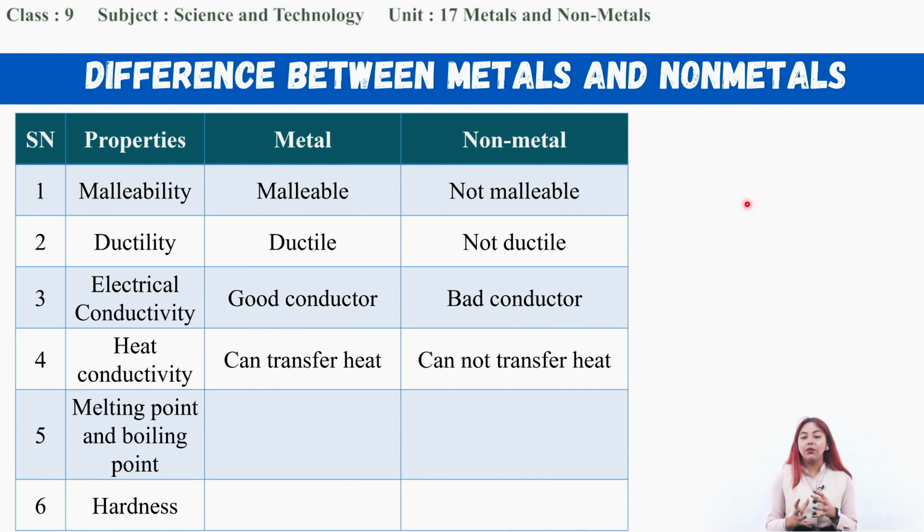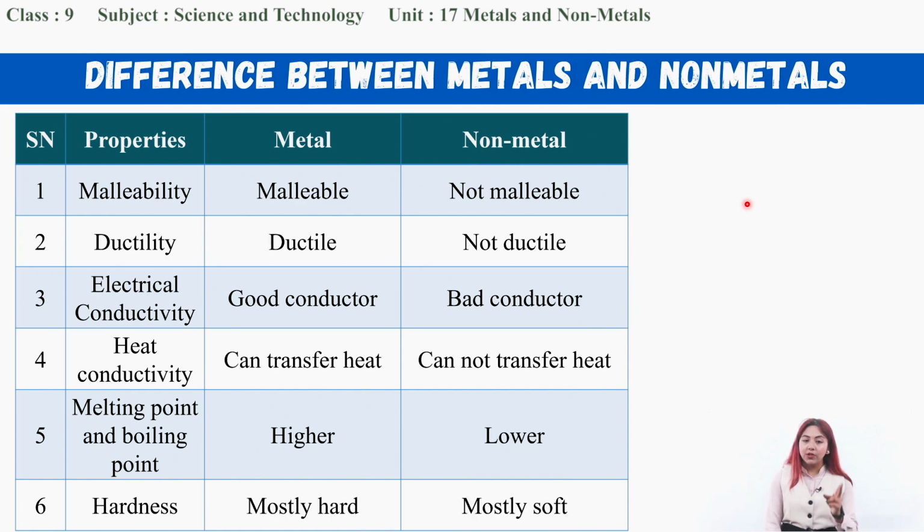Now, which has a higher melting point, metals or non-metals? Yes, metals have higher melting and boiling points, whereas non-metals usually have lower melting and boiling points. Now, which is hard, metals or non-metals? Don't focus on the exceptions, because diamond is the hardest substance known, which is a non-metal, but that is a rare case, it is an exception. So keeping that aside, which is harder, metal or non-metal? Yes, metals are mostly hard, whereas non-metals are mostly soft.